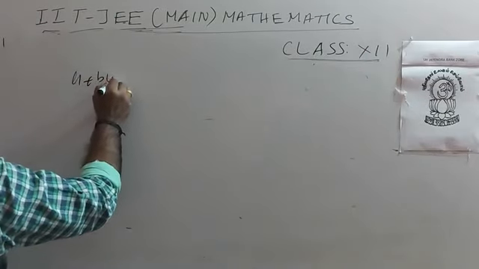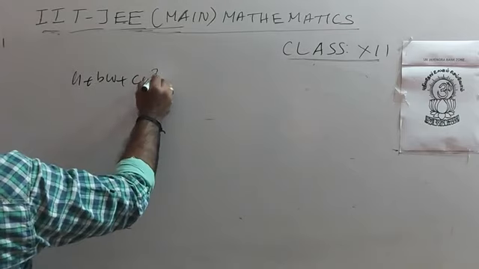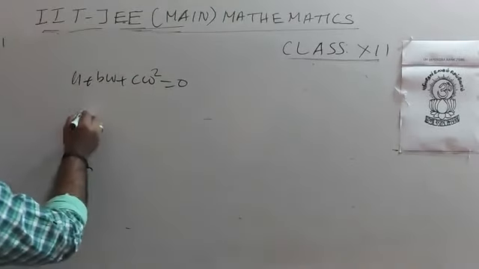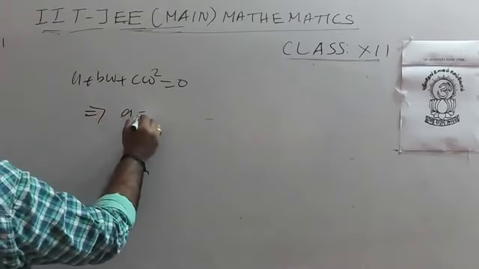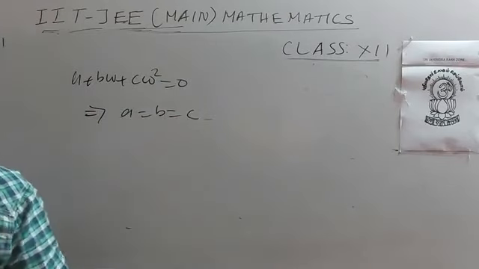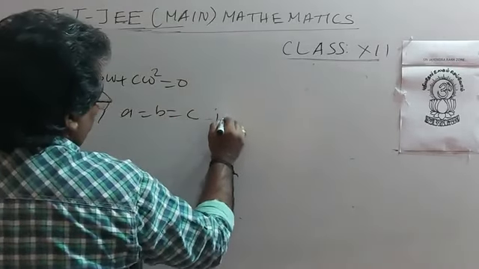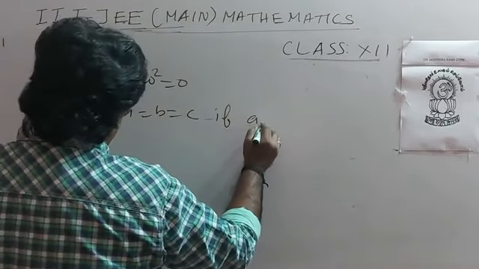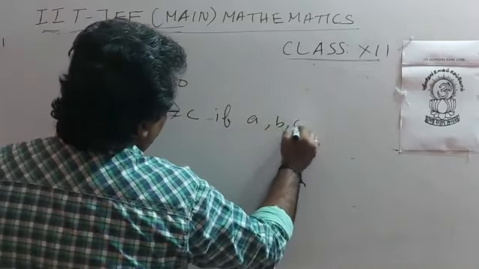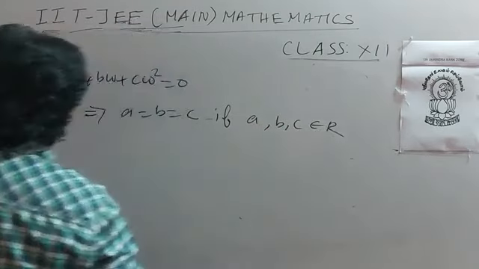A plus b omega plus c omega squared equals 0 implies a equal to b equal to c, if a, b, c belong to R.